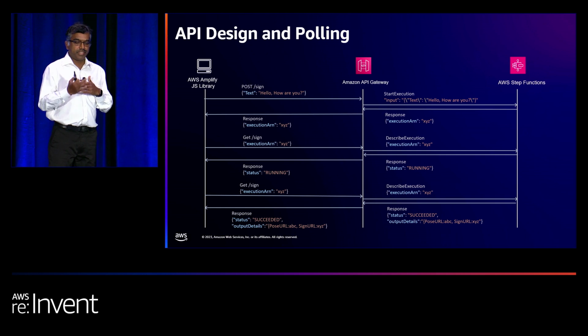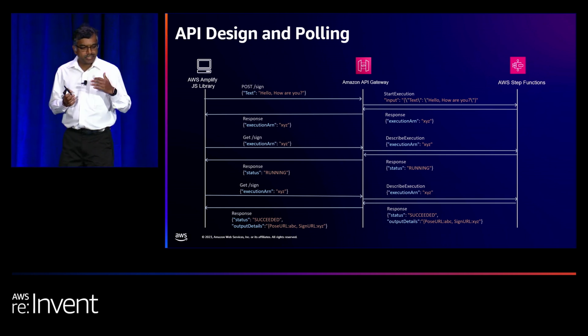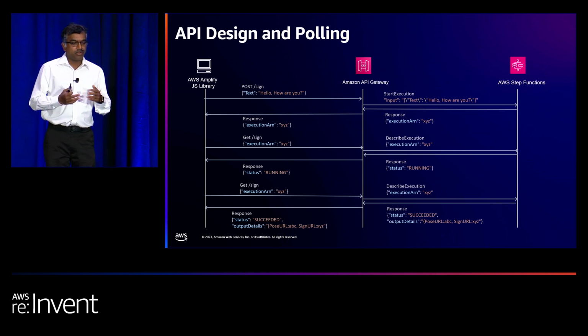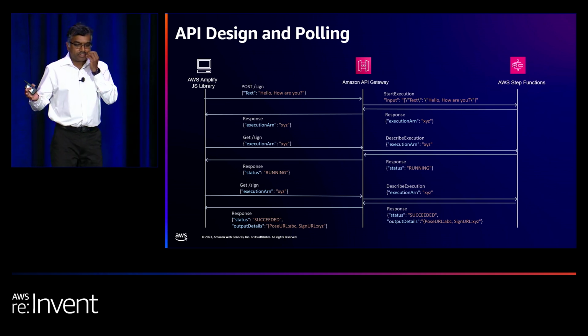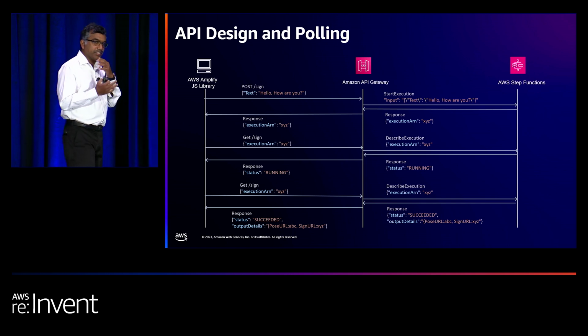One is a sign API endpoint with a POST. That's going to get the S3 key and the S3 bucket name, or a text. Then it's going to the API Gateway. API Gateway is going to delegate to the step function. The step function will send a response back with the execution ARN.